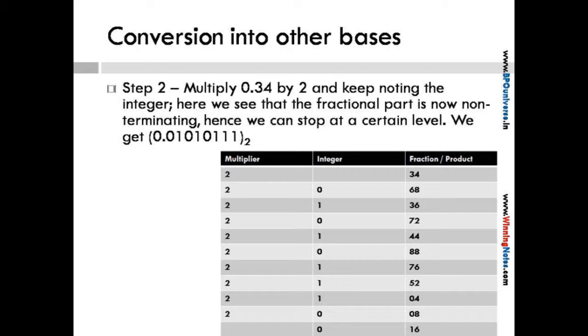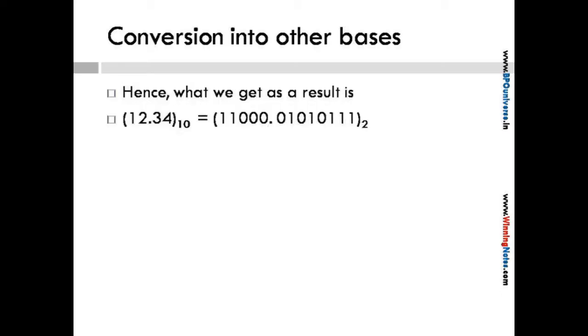There we had written backward, here we will write in the straightforward manner. So first integer being 0, after the decimal you put 0, then 1 0 1 0 1 1 1, and you can end it over there. So the result that we get is 12.34 in decimal form is 11000.010101111 in binary form.